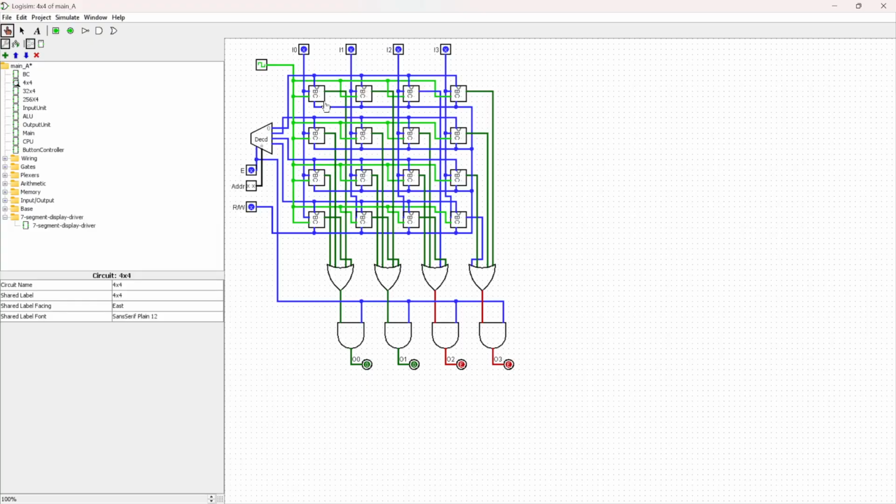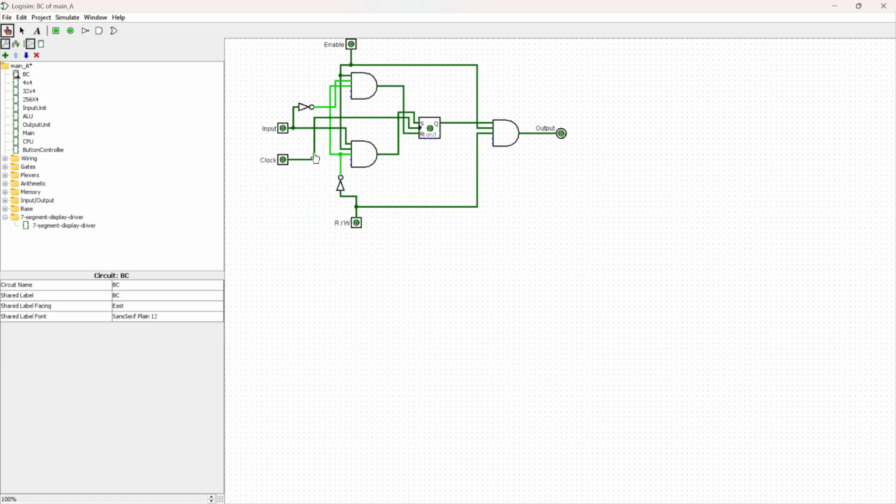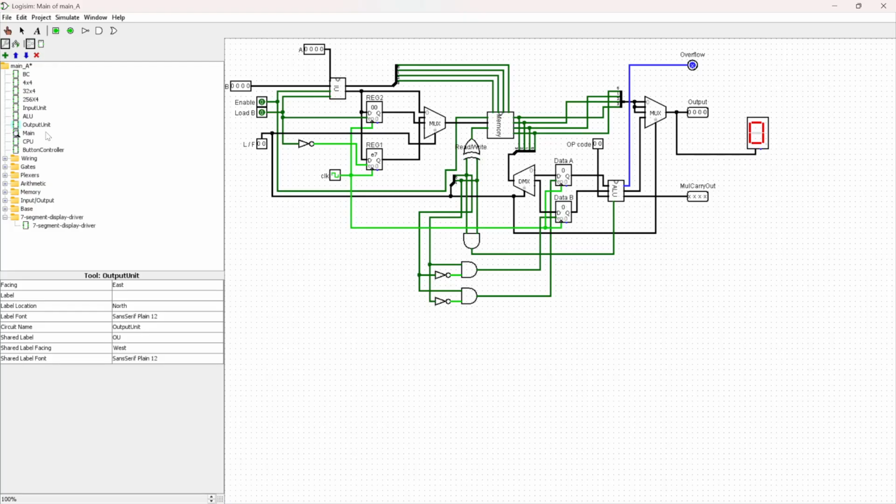We decode again and we'll go into the BC, and the BC implementation is just like this. There is a single input, and the clock will be redirected to the AND gates, and then we'll show the output. So that's all for the architectures.